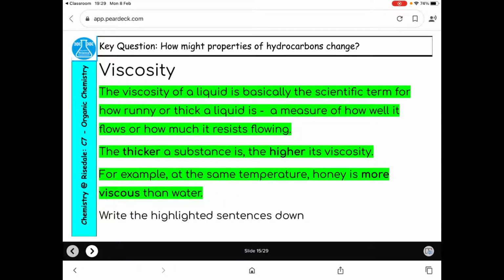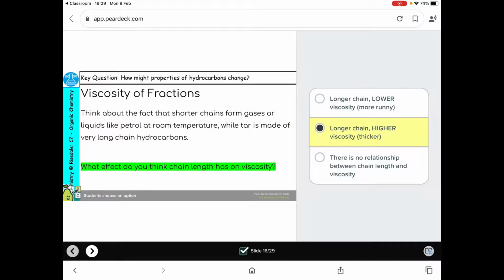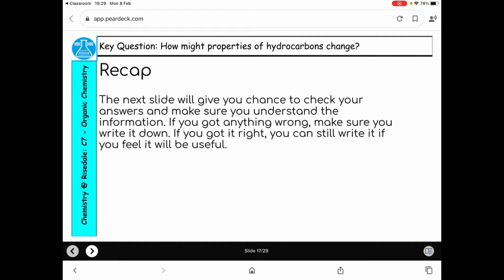So you're asked to write down these facts about viscosity. Viscosity is how thick or how runny a liquid is. So the thicker the substance, the higher its viscosity. So, for example, at the same temperature, honey is more viscous than water. Honey is thicker, slower, harder to run, harder to pour, okay? So thinking about viscosity, what effect do you think chain length has on viscosity? So the longer the chain at the bottom of the tower, the higher the viscosity. The longer the chain, the thicker it is. Okay? So the next slides give us a chance just to check our answers, make sure we understand it.